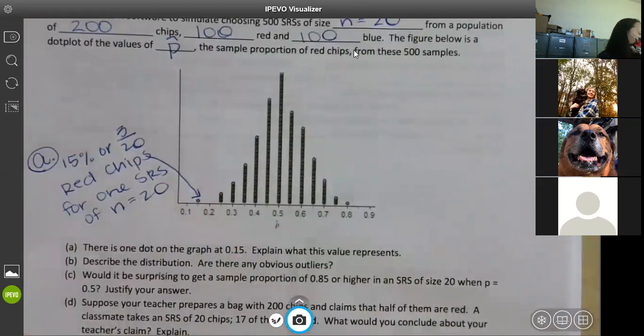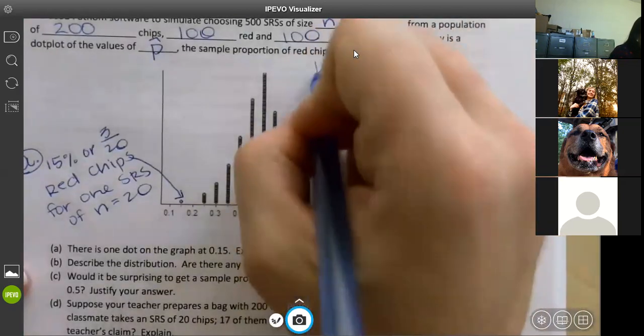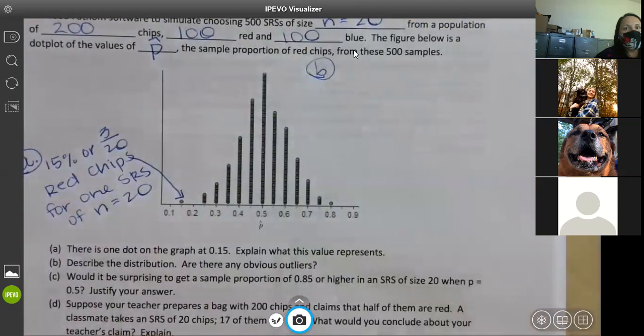All right, so part B says describe the distribution. What do we need to do to describe the distribution? I'm going to do it up here so you guys can see it. What are the things? Spread. Okay, before that, shape. Shape, center, spread, and last one. Come on, guys, Zoom, you can help too. Outliers.